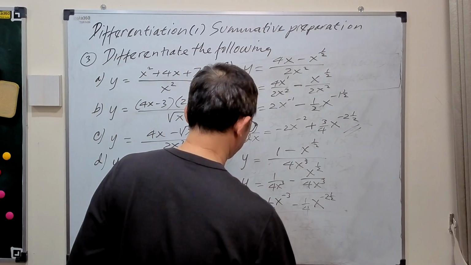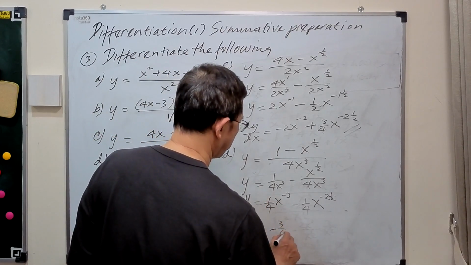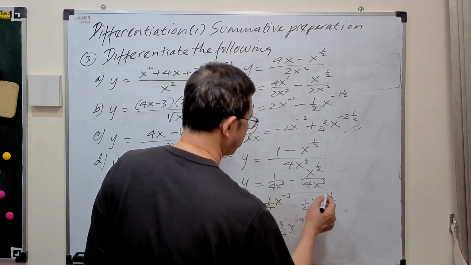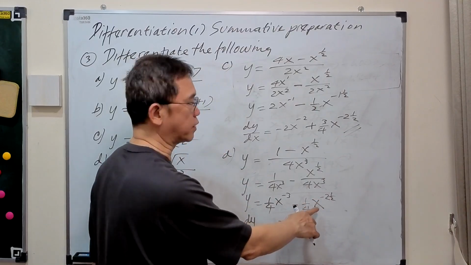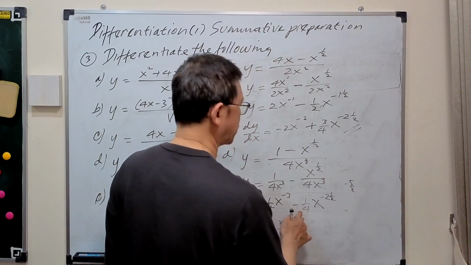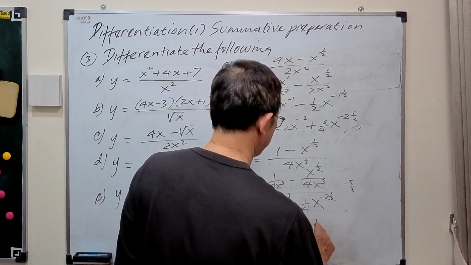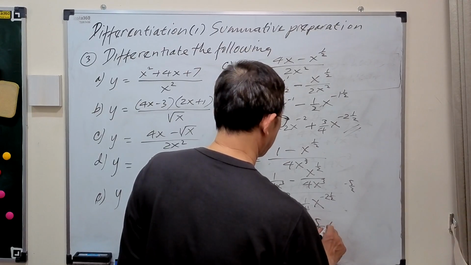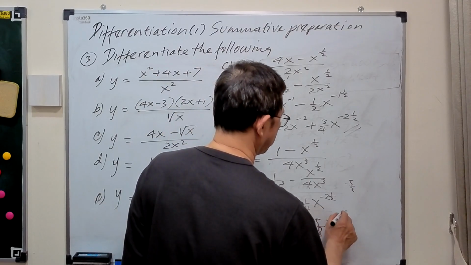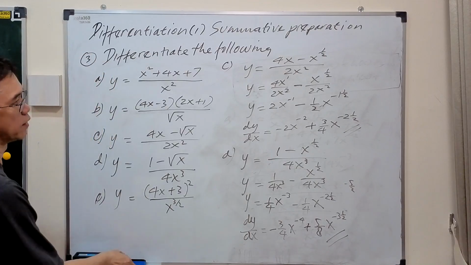So the derivative will be negative 3 times 1 over 4, we get negative 3 over 4. You subtract the power, then this will be negative 4. This you can treat as negative 5 over 2, multiplied with negative 1 over 4, then we get plus 5 over 8 x, subtracting the power by 1, we get negative 3.5. So this will be the answer for D.